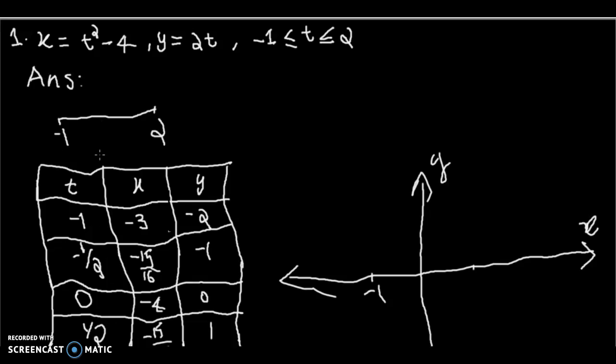Hi, in this video we are going to do a problem related to parameterized curves. How can we draw a parameterized curve? The question is: draw x equals t squared minus 4, y equals 2t, for t varying from minus 1 to 2.